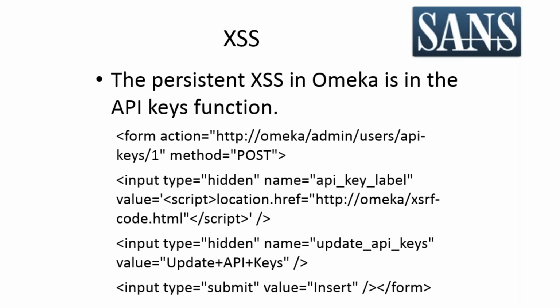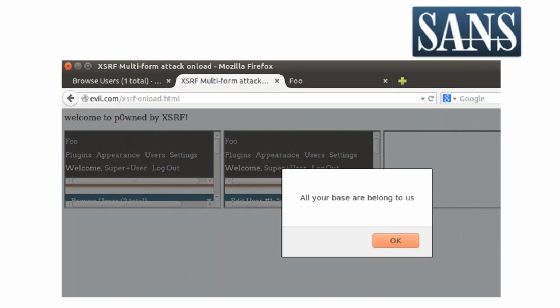So you put cross-site scripting in your API key, the administrator sees your API key, cross-site scripting fires, cross-site forgery happens, they are locked out, and you now have control of the application. Here, for example, we actually did the cross-site forgery attacks in iframes and made them visible when we pulled off the attack. So we popped up "all your base belong to us."